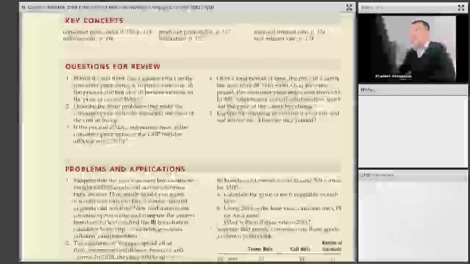Can we zoom this one? We're going to zoom this one.